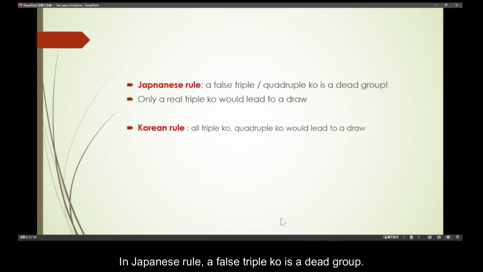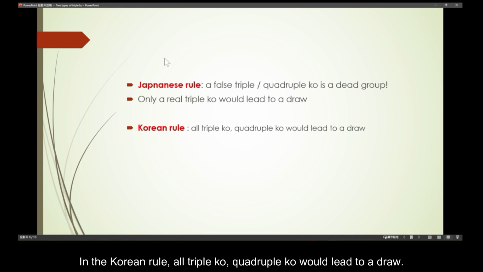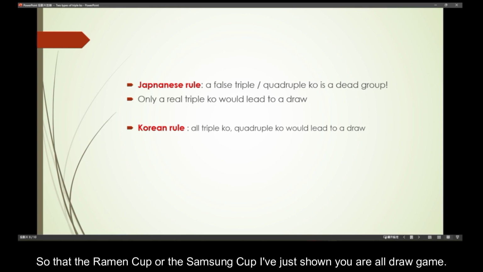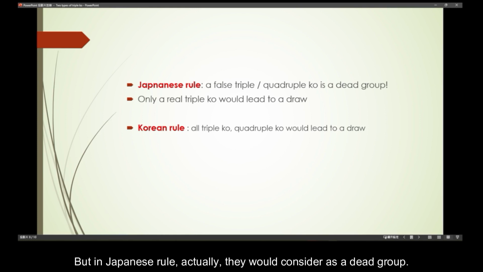In the Japanese rule, a fourth triple ko is a dead group. Only a real triple ko would lead to a draw. In the Korean rule, all triple ko and quadruple ko would lead to a draw. So the Longines Cup and the Samsung Cup I've just shown you were all draw games. But in the Japanese rule, they would consider it a dead group.